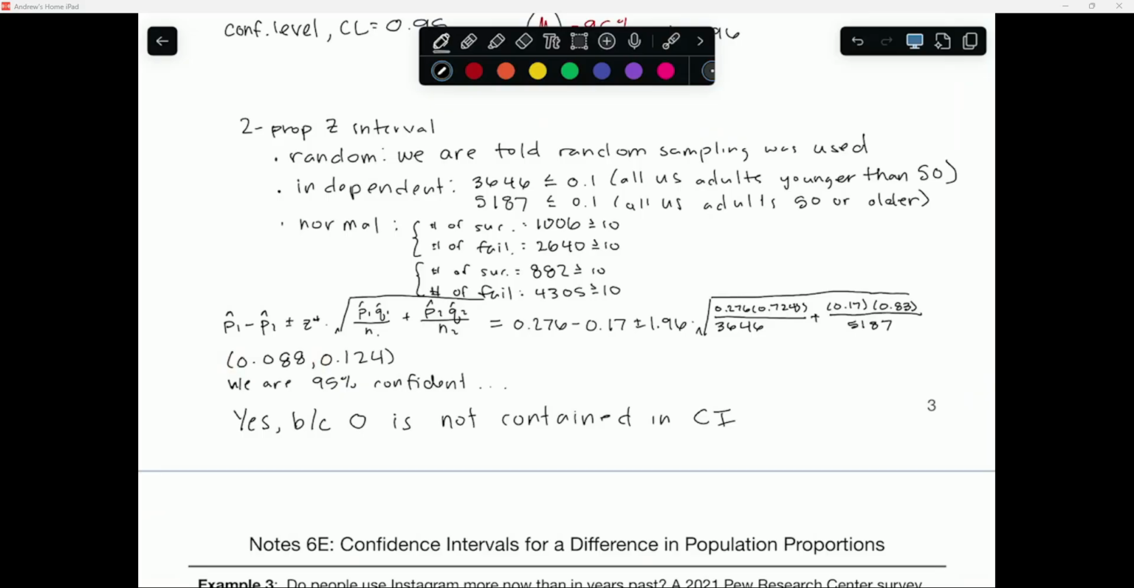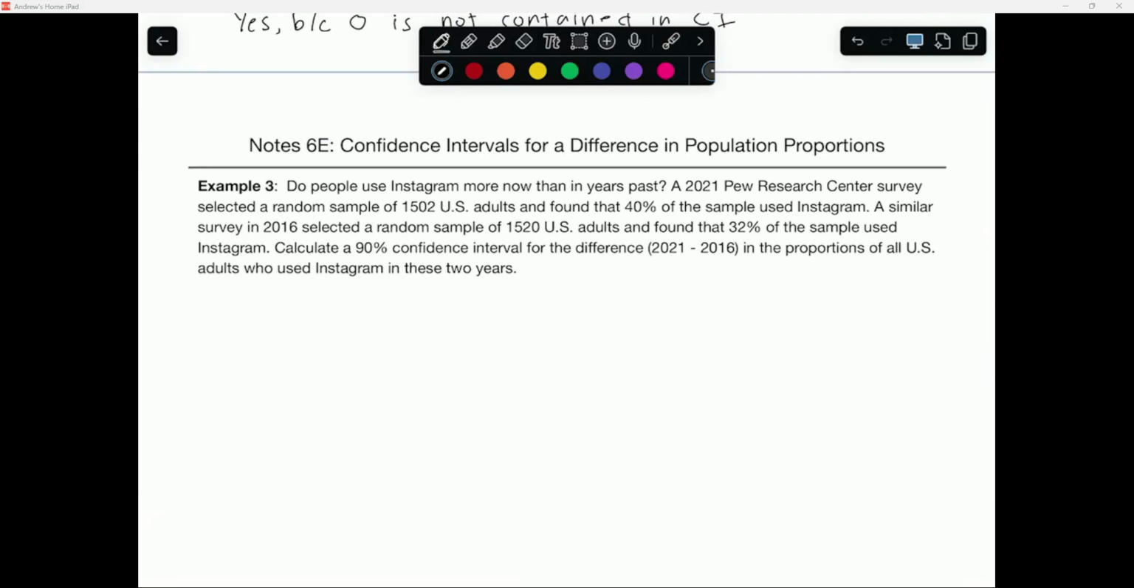All right, there is a third example. I'd like you to try that in your small groups. I'm going to stamp it on Monday. We'll use it as a bell ringer. If you have any questions, send me an email. Otherwise, I will see you on Monday.